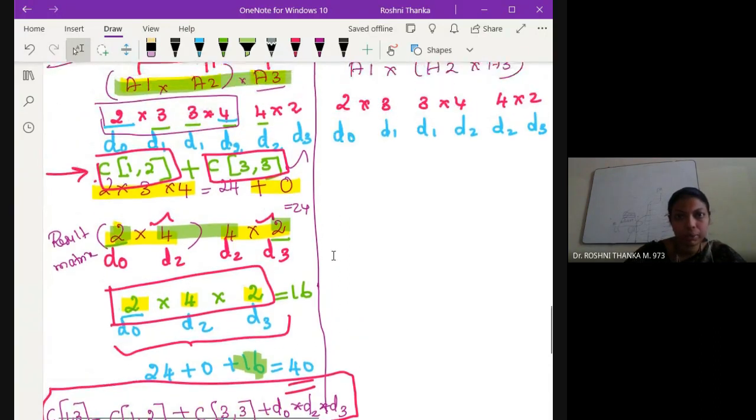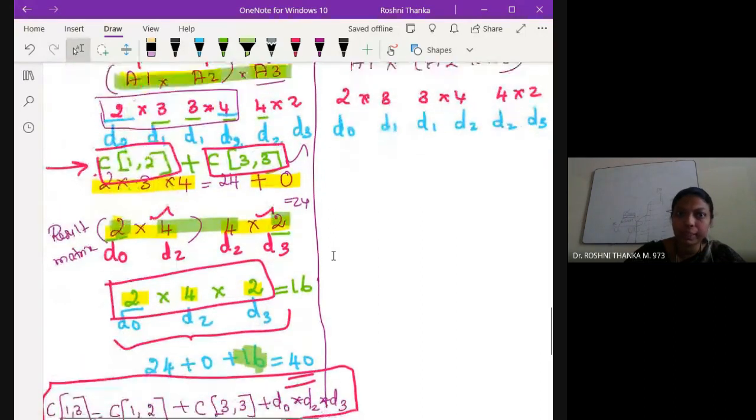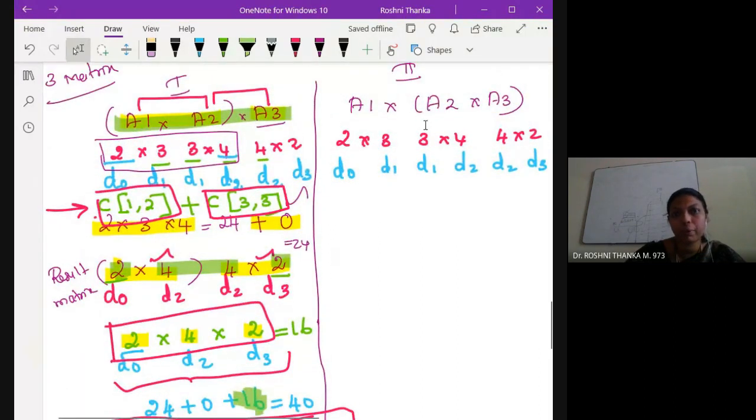Okay, so let us keep it aside. We'll do the same thing once again for this type of parenthesis also. When I do it once again, you will definitely understand clearly. So first here, in this side, I have to finish A2 and A3 first, right? So I have to find the cost of this. Which means cost of multiplying 2, 3, that should be added with cost of 1, 1.